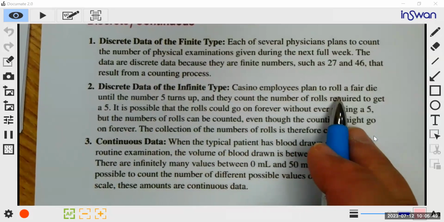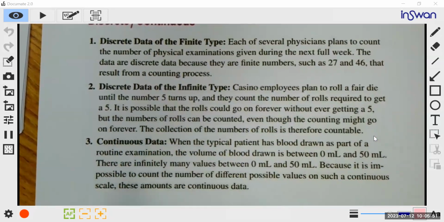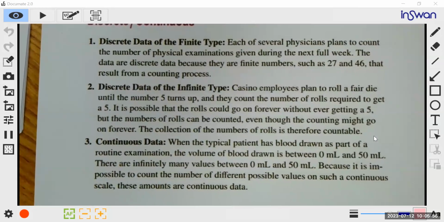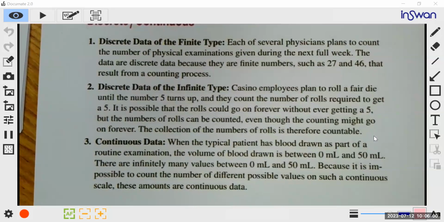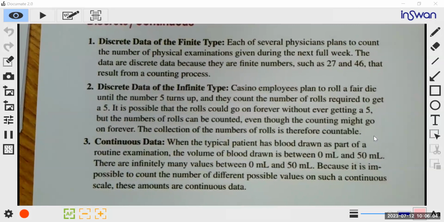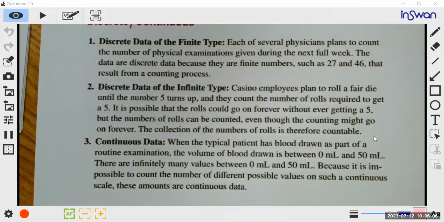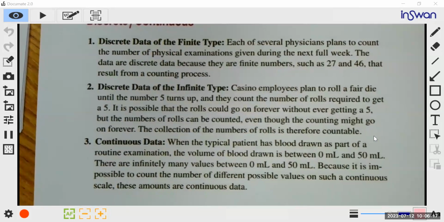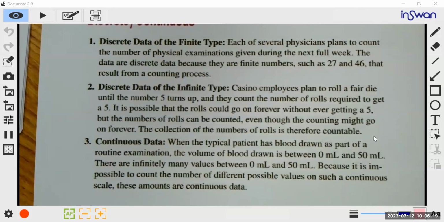Discrete data that's infinite in type. Casino employees roll a fair die until a number 5 comes up. If you have one die, what's the chance of a 5 coming up? 1 out of 6. But does that mean that 5 will ever show up? No. What it says is that if you roll it 6 times, you should get a 5 once. But it can be infinite as well. You can roll it forever and ever and never roll a 5.